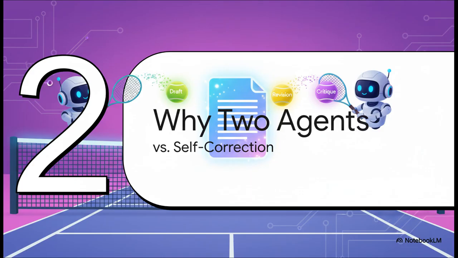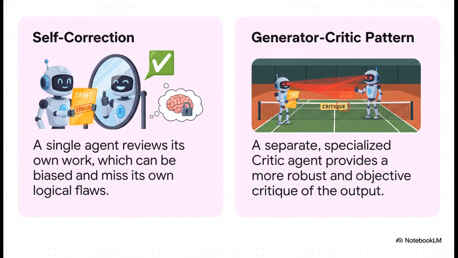Okay, so at this point, you're probably thinking, wait a minute, why go through all this trouble with two agents? Why not just ask the same AI to correct its own mistakes? And that is a fantastic question. It really gets to the core of why this pattern is just so darn effective. So let's put them side by side. Think about it this way.